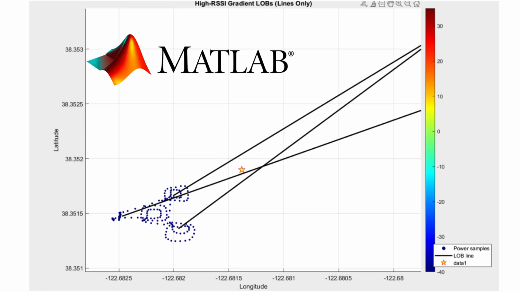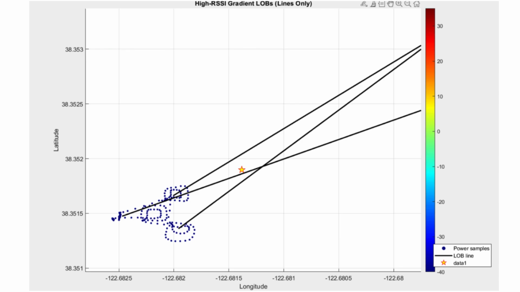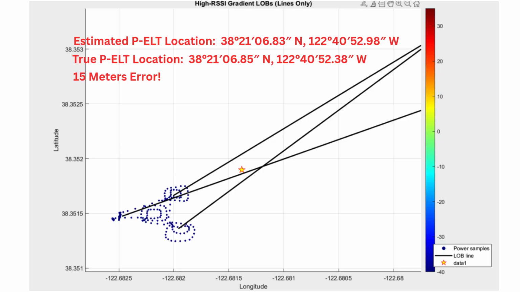We process this in MATLAB to identify RSSI gradients and generate lines of bearing. The intersection of these lines gives the estimated ELT location. When compared to the true beacon position, the system achieved an error of about 15 meters.